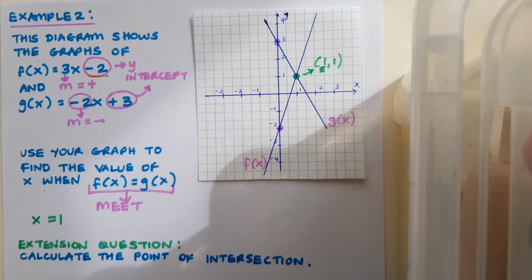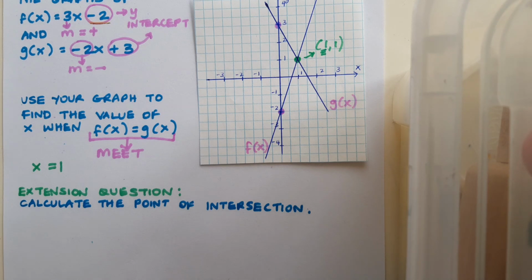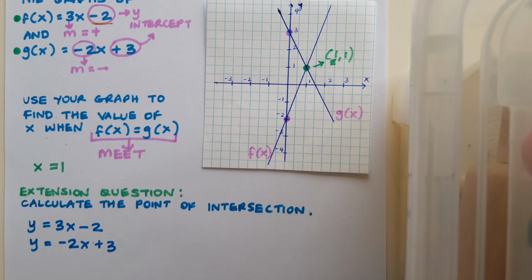We do this by using simultaneous equations. I'll start by writing down my two equations. These were f of x and g of x. Now I'm going to call them both y, so y equals 3x minus 2 and y equals minus 2x plus 3. Pause the video here and see if you can solve the simultaneous equations to find the point of intersection. And you already know what to expect for your solution. It should match up with what we saw in the diagram.